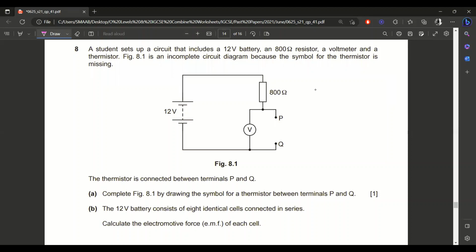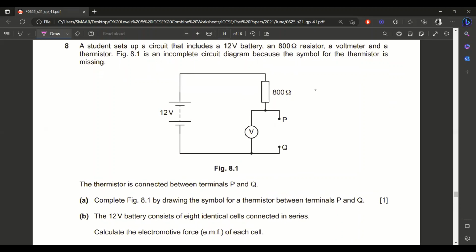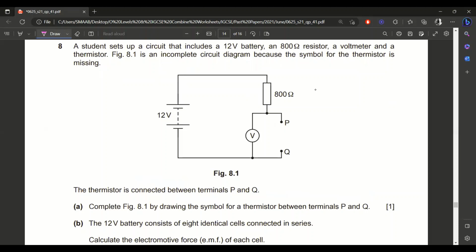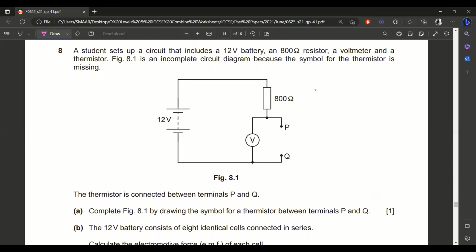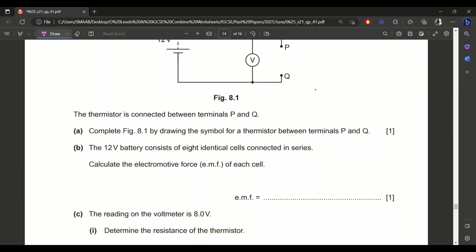Question number 8. A student sets up a circuit that includes a 12-volt battery, an 800 ohm resistor, a voltmeter, and a thermistor. Figure 8.1 is an incomplete circuit diagram because the symbol for the thermistor is missing. The thermistor is not mentioned in the diagram. So the thermistor is connected between terminal P and Q. Complete figure 8.1 by drawing the symbol for a thermistor between P and Q.